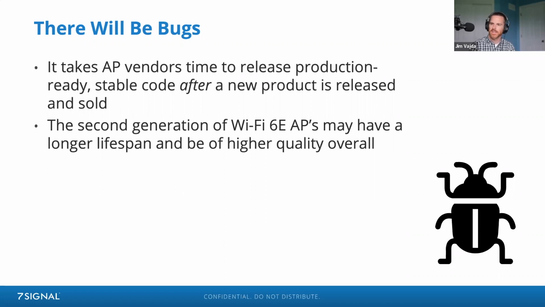Also, with a new generation of hardware like this, and I certainly remember seeing this with 802.11ac and 802.11n, the first products to market tend to be there because they were the fastest things that could reach the market. But the second generation of products tends to be better designed, better engineered, and higher quality overall. So just keep that in mind. The second generation stuff sometimes lasts a little bit longer and performs a little bit better.